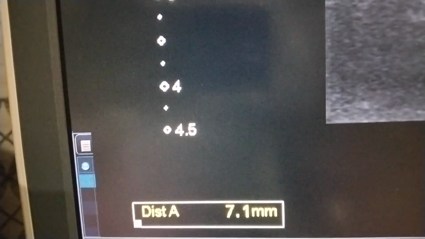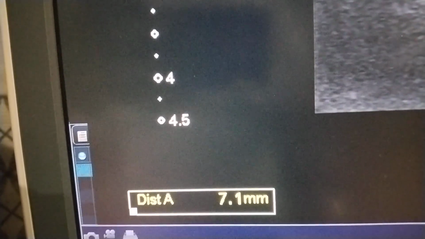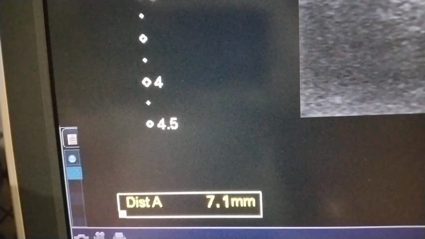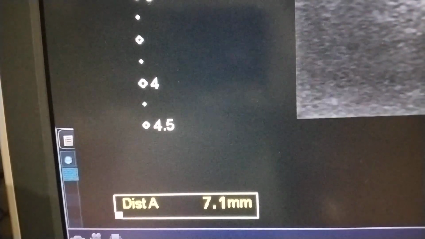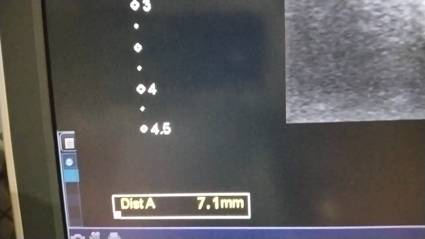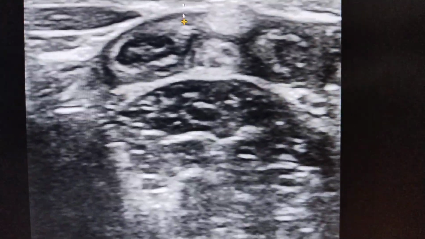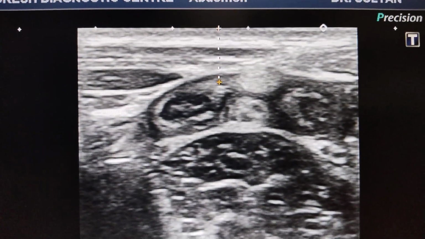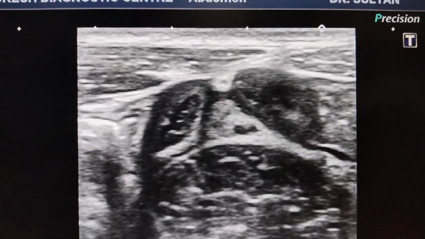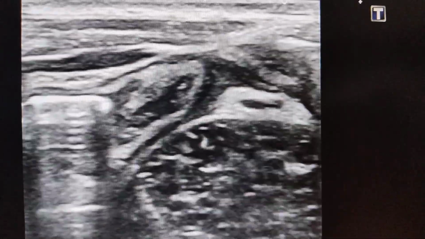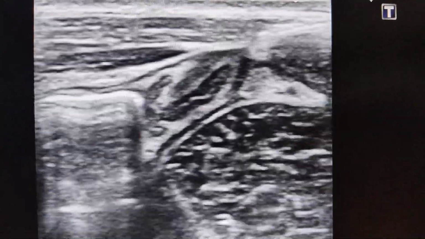It's the distal end that is floating. I am not talking about the base. The distal end is floating just near the surface of the skin. This is 7.1 millimeter deep. So how it is located superficially? I'm now going to see its base.